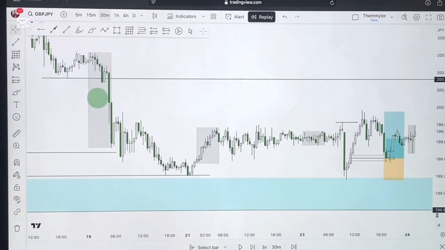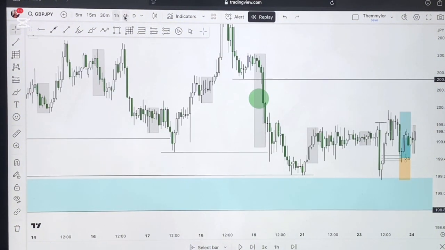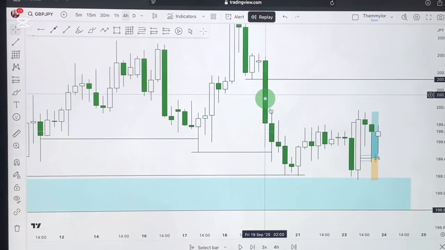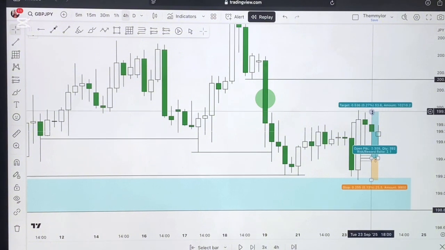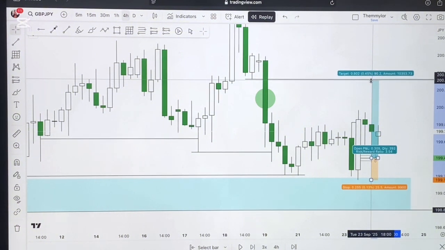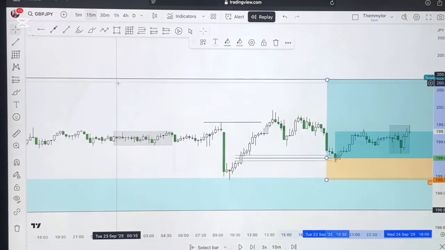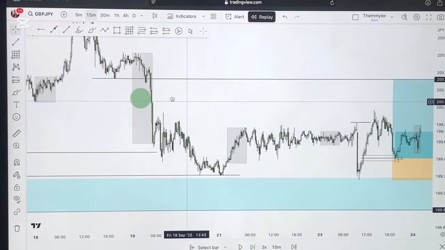And where will your target be? Remember, from the 4 hours time frame, we can see that we have this area of imbalance with a supply zone. So our target will be this zone right here, and we can head back to the 15 minutes time frame.